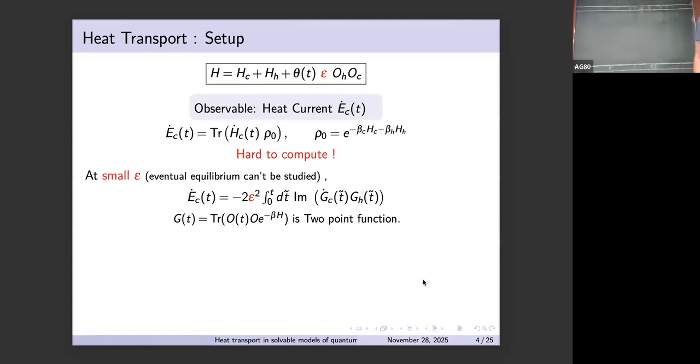This is also different from taking the full system and doing a partial trace over the hot system first and then computing. You can do that also. That's one way of thinking about it. You can integrate out the right system and ask what the effective thing will be.